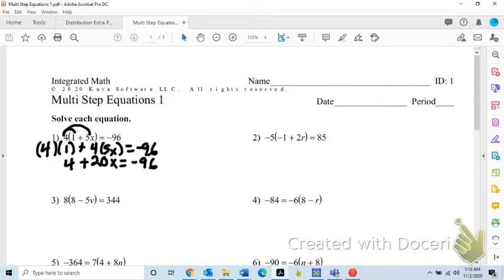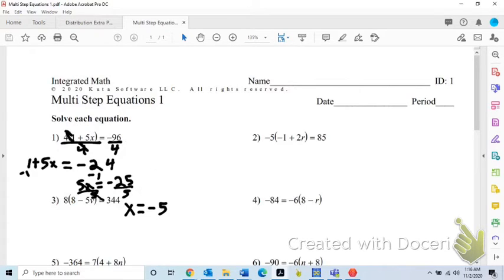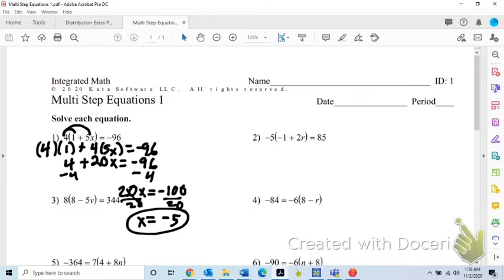So we have 4 plus 20x. Remember, we move from further away to closer. So we're going to get rid of that 4. It's a plus 4, so we subtract 4. That gives me 20x equals negative 100. 20x is 20 times x, so we divide both sides by 20. And we have x equals negative 5. Notice, x equals negative 5, x equals negative 5. Which way is the right way to do it? I don't care. They're both right. They'll both give you the same answer.